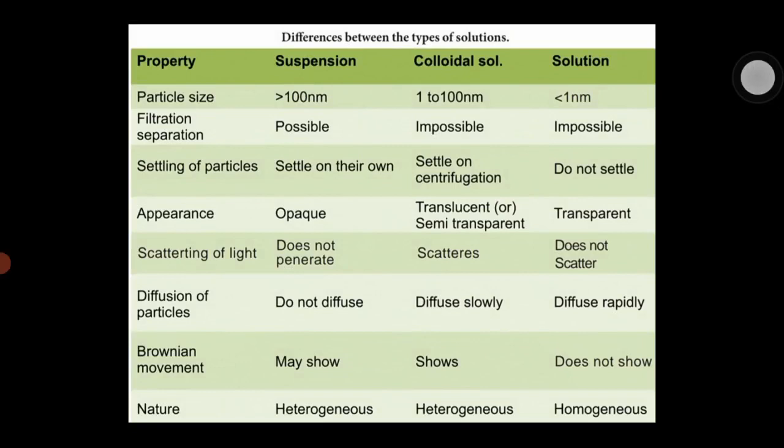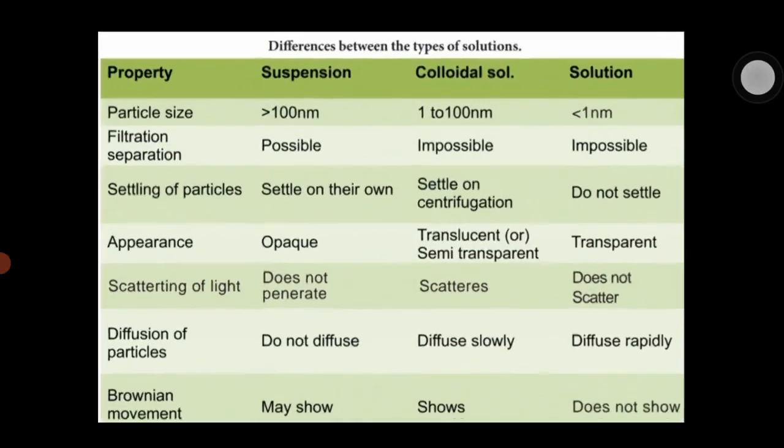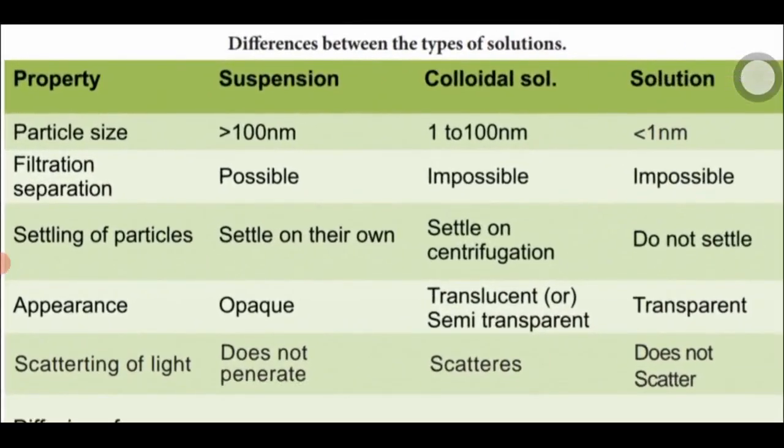Let's see the difference between types of solution. What are the types of solution? True solution, colloidal solution, suspension, based on the properties. First property is particle size. In a suspension, the particle size is greater than 100 nanometers. In a colloidal system, it is 1 to 100 nanometers. In a true solution, the particle size is less than 1 nanometer. Nm means nanometer.